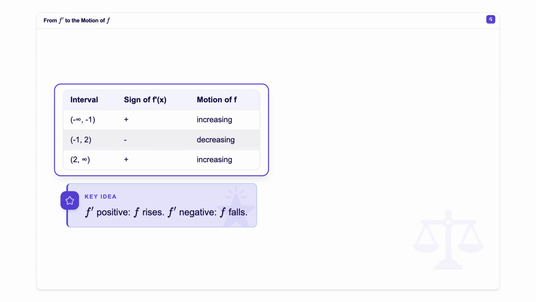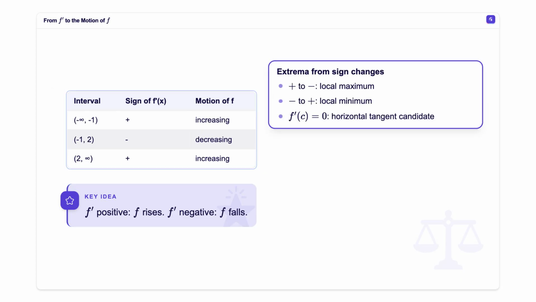From negative infinity to negative 1, f prime is positive, so f is increasing. From negative 1 to 2, f prime is negative, so f is decreasing. After 2, f prime is positive again, so f is increasing. The numbers negative 1 and 2 are where f prime is 0, so on the graph of f, they are horizontal tangent candidates. Candidate means possible, not guaranteed.